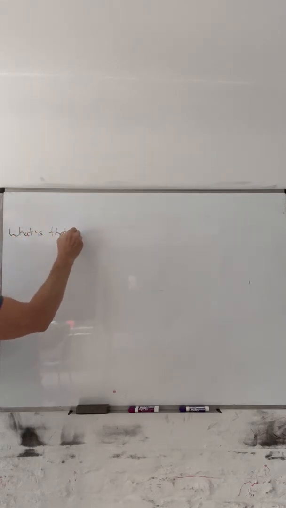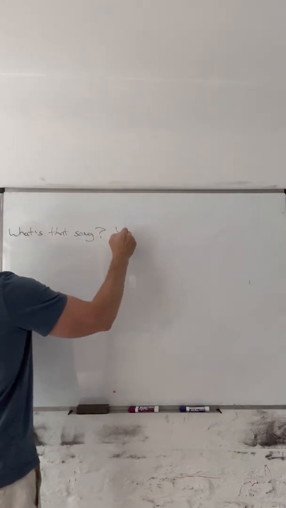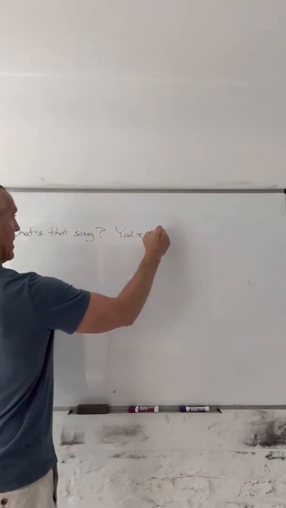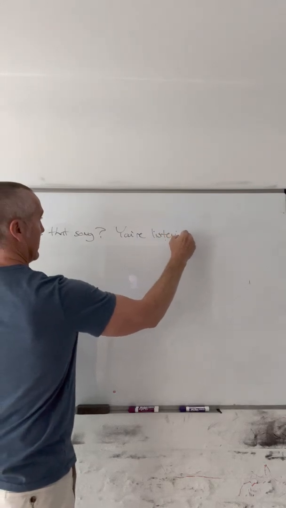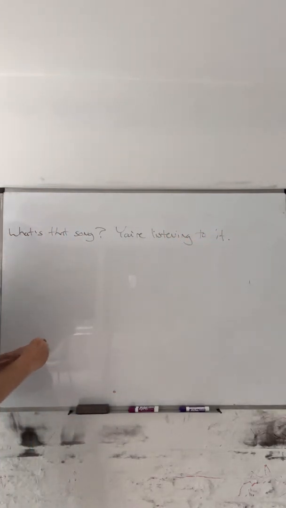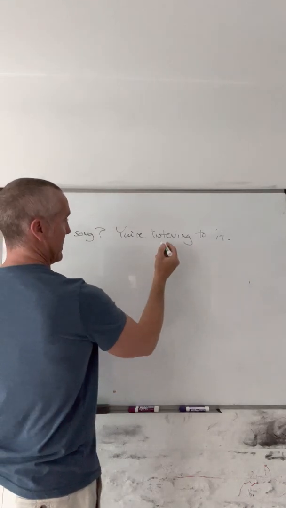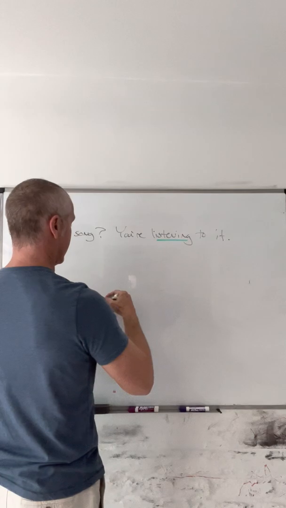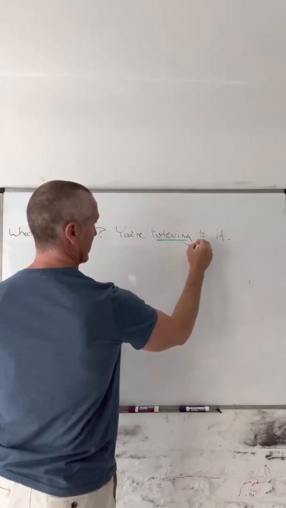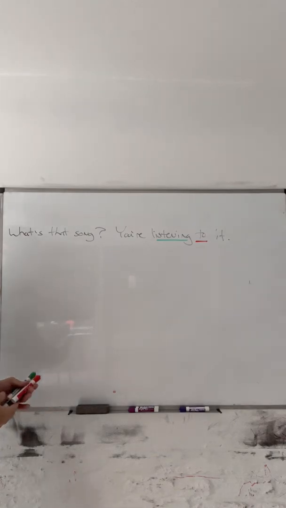What's that song? And then the second sentence will be, you're listening to it. Okay, well, here's the verb preposition combination right there: listening to. What's that song? You're listening to it.